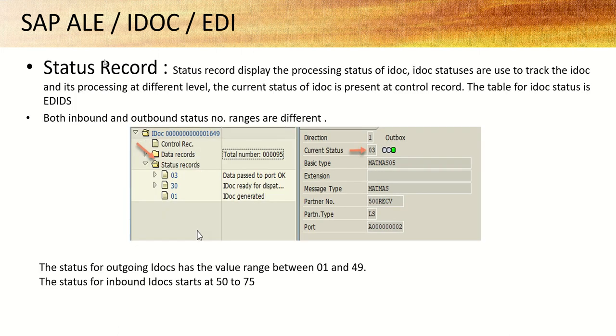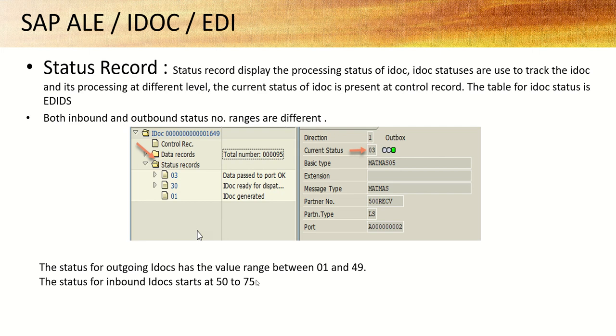The last one is the status record. The status record displays the processing status of the IDoc. The IDoc statuses are used to track the IDoc and its processing at different levels. The current status of an IDoc we can see in the control record also. The table for IDoc status is EDIDS. Both the inbound and outbound status numbering are different.